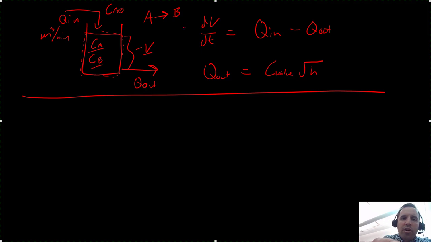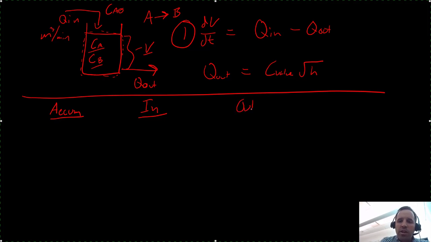For volume, we've already done that, so we have our first balance equation that's going to tell us how V changes with time. Let's do the same for A. We're going to start out looking at the rate of change of accumulation of chemical species A in our reactor, and we're going to look at the rate that chemical species A is coming in, the rate that chemical species A is going out, and then the rate that chemical species A is consumed.